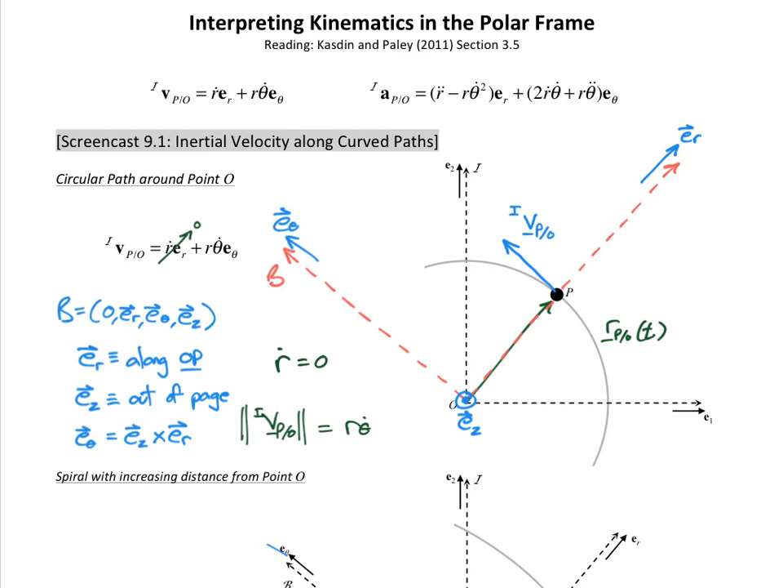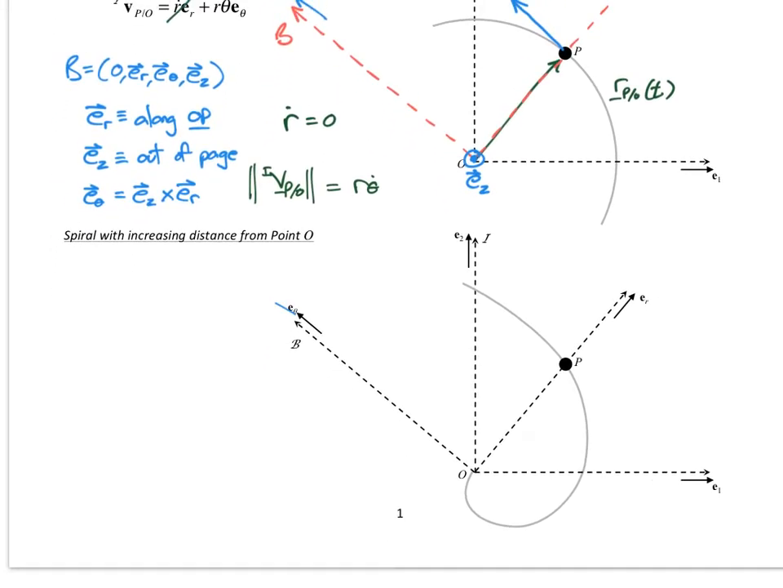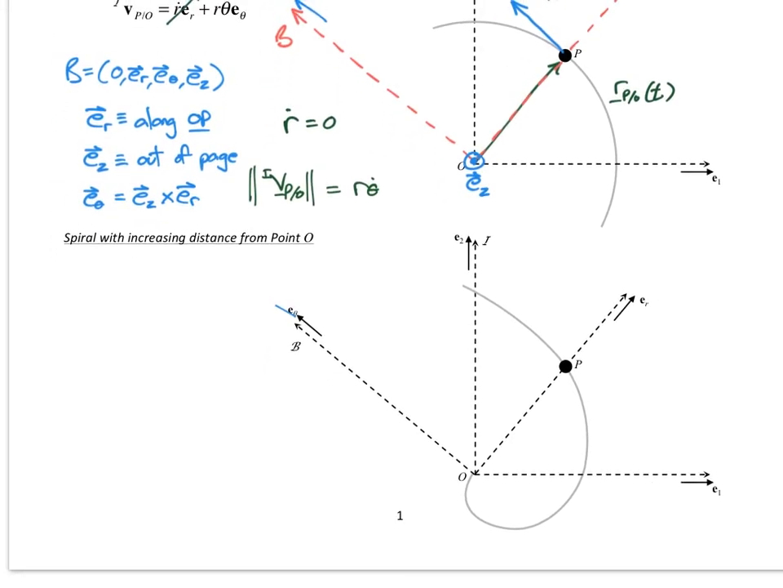And of course we know that most motion doesn't occur in a circle, so we need to be able to deal with when we have an e r component for this velocity. So let's examine when r dot is not equal to 0 using the polar frame. And so a common way to make sense of this is by looking at a spiral. What's happening in the spiral is that we're starting with the particle P at point O, but then as we sweep around this angle, the distance is getting further and further away from the origin, which means that r dot is a positive value.